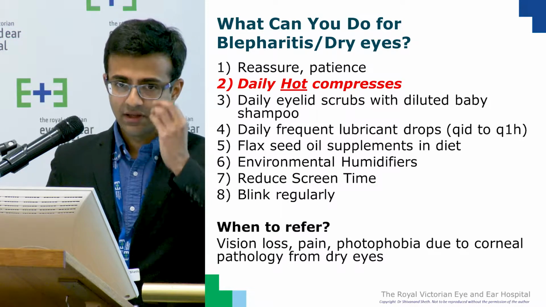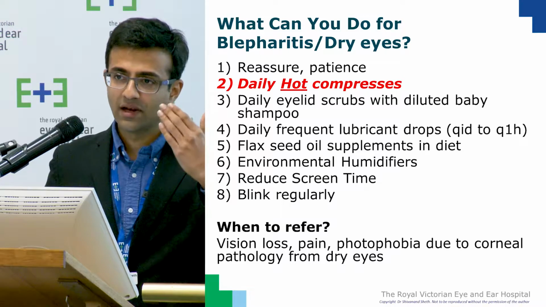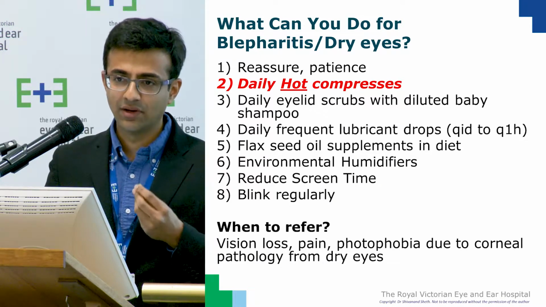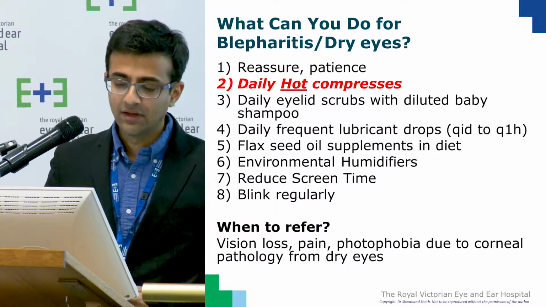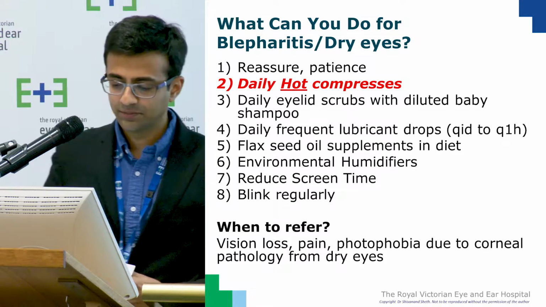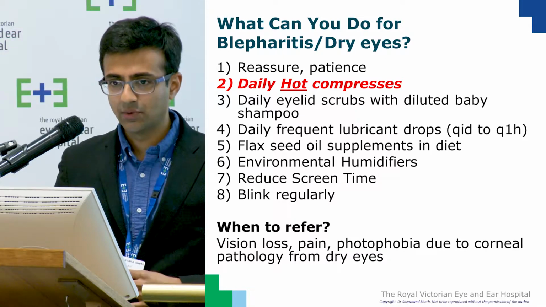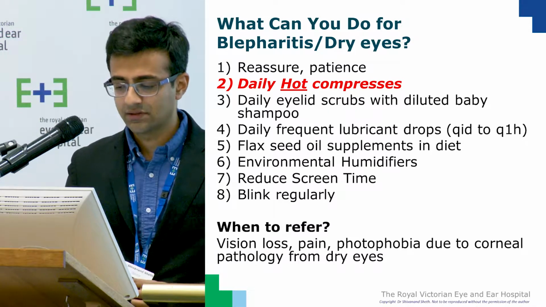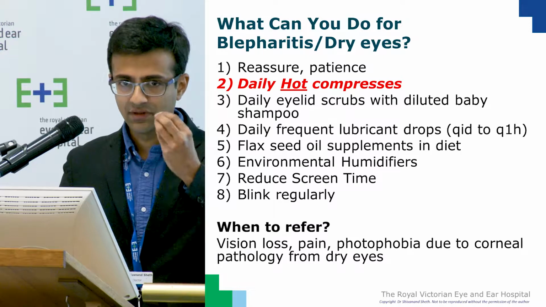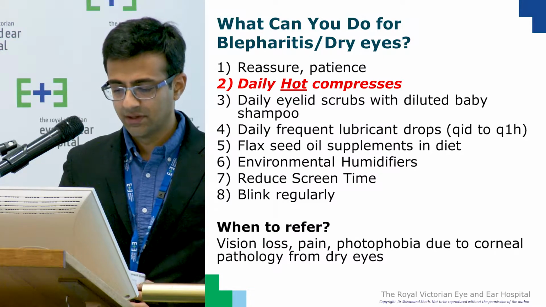The hot compresses help to open up the meibomian glands, because the heat actually can melt the oily secretions and allow them to reflow normally. If they've got a lot of discharge on their eyelashes, you could recommend diluted baby shampoo to just clean the crusts off their eyelashes. That softens the crust and allows it to be removed quite easily.